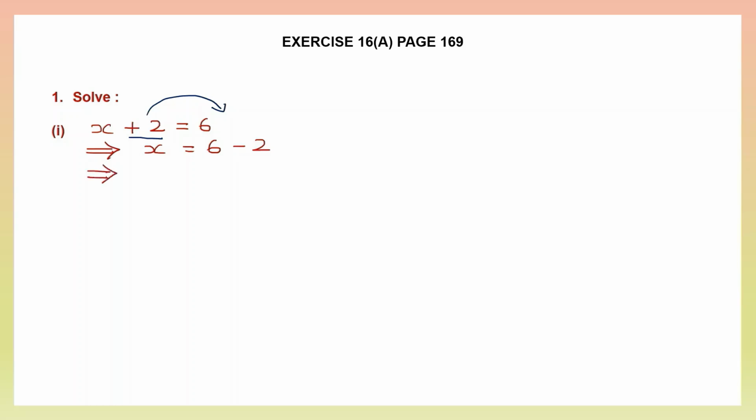Now let's see what this means. X is equal to 6 minus 2 is 4. So we have found the value of x. We have solved for x.